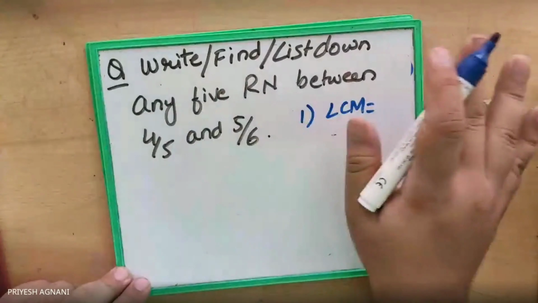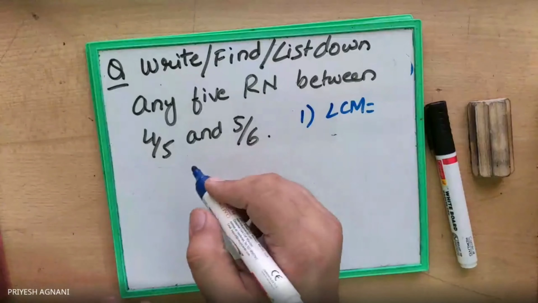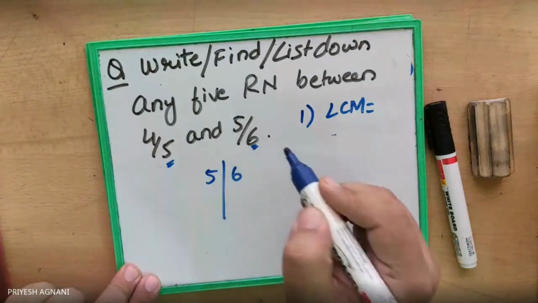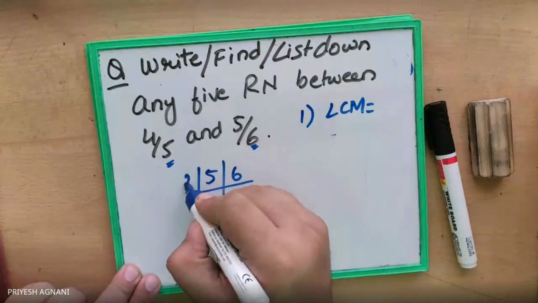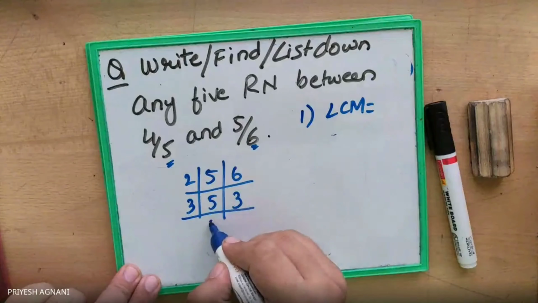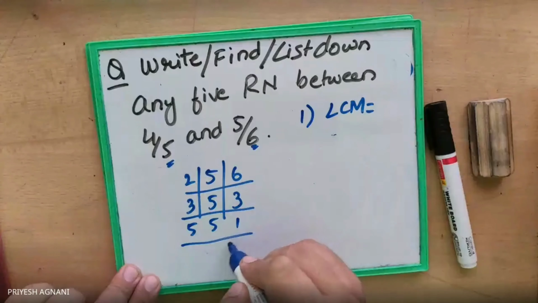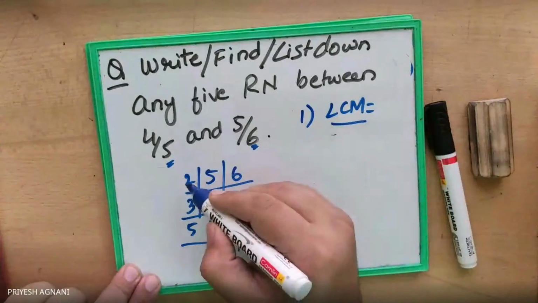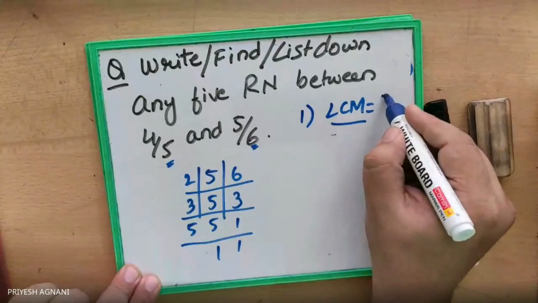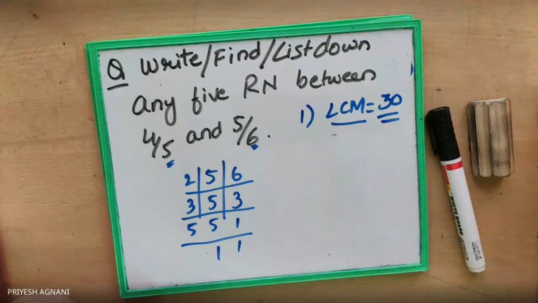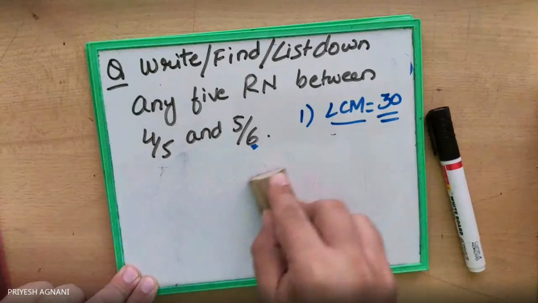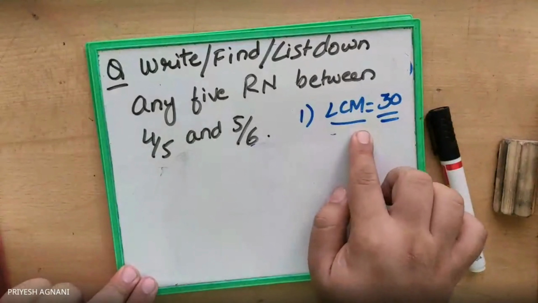Now, those who don't know what is LCM, pay attention. You have to take the LCM by this method, 5 and 6, because 5 is the denominator and 6 is the denominator. Here you take 2, 5 becomes as it is, 3. Here you take 3, 5 becomes as it is, here 1. 5, 1, 1. So the LCM will be 2 3s are 6, 6 5s are 30. The LCM will be 30. For those who do not know LCM, I have done this; otherwise finding LCM is very easy. Okay, so the LCM is 30.